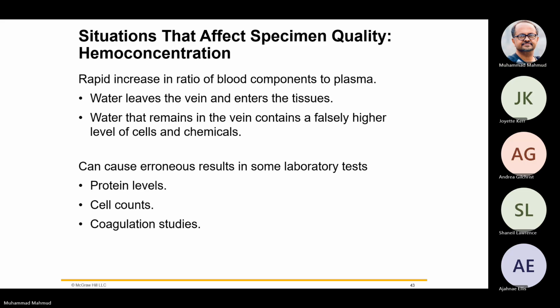Hemoconcentration. That means the blood is concentrated. A rapid increase in the ratio of blood components to plasma is called hemoconcentration. Water leaves the vein and enters the tissue. Water that remains in the vein contains a falsely higher level of cells and chemicals. It can cause erroneous results in some lab tests, like protein levels, cell counts, and coagulation tests.